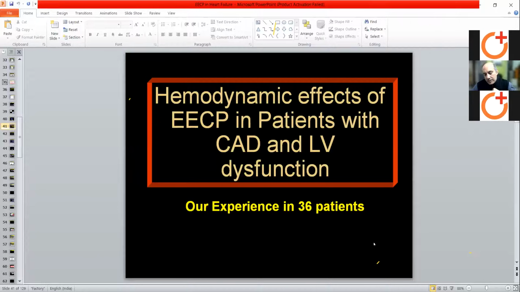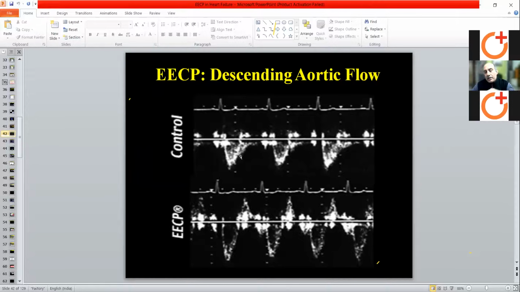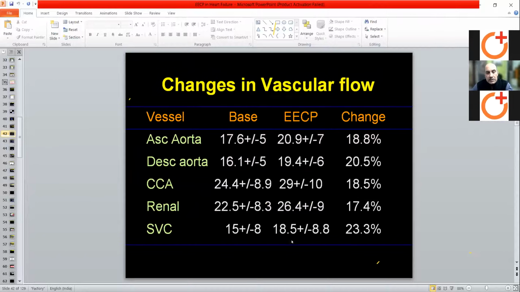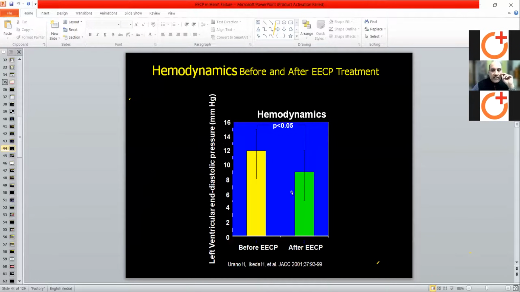What we have done in a small group of 36 patients in our population is we did echocardiographic assessment of vascular functions and their outputs. During the counterpulsation, there is almost 20% increase in the outputs in various forms. We did ascending aorta, descending aorta, common carotid artery, renal, as well as SVC, everything suggestive of nearly 20% increase in cardiac output during the counterpulsation. That means it is reducing the afterload, it is increasing the cardiac output, and that's how it may be improving the heart failure.